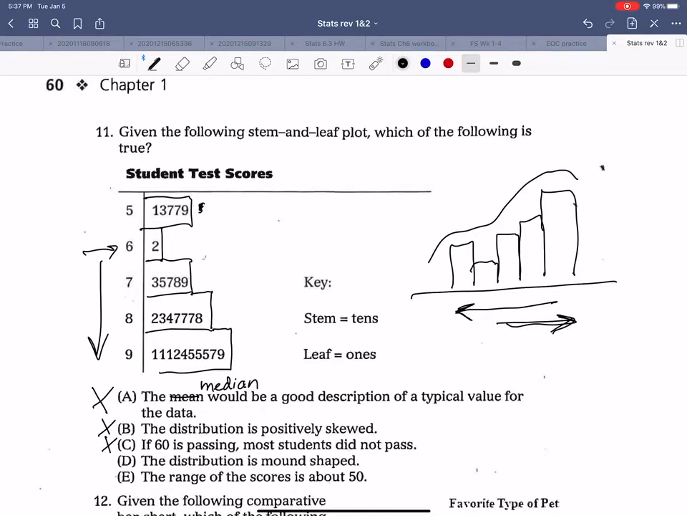If 60 is passing, most students did pass. The distribution is mound shaped. This does not look mound shaped. When I think of a mound, it looks like that. So our true must be here.